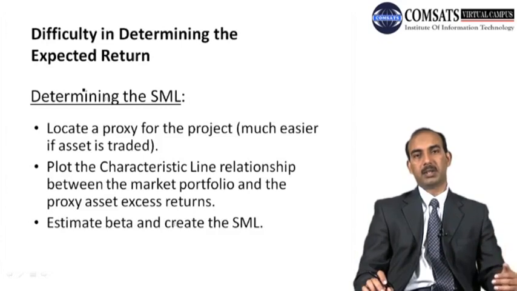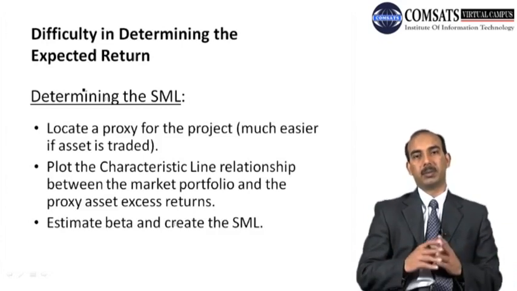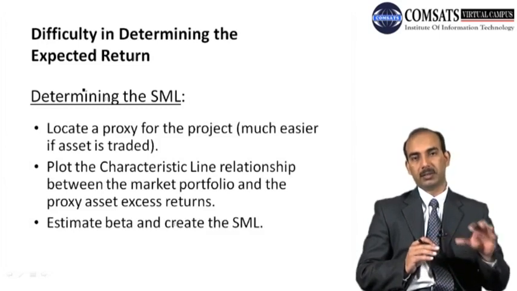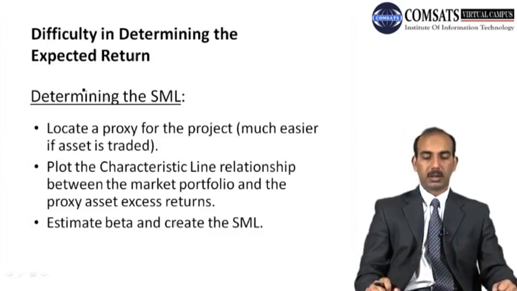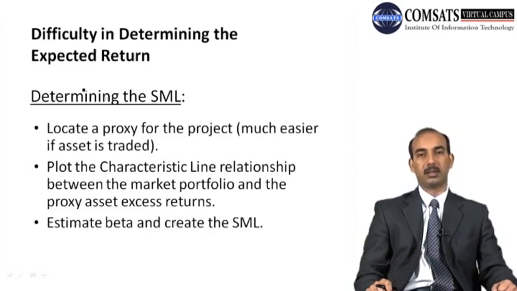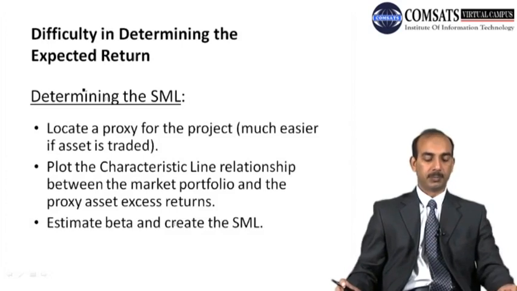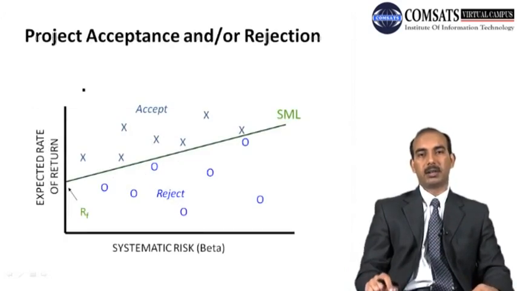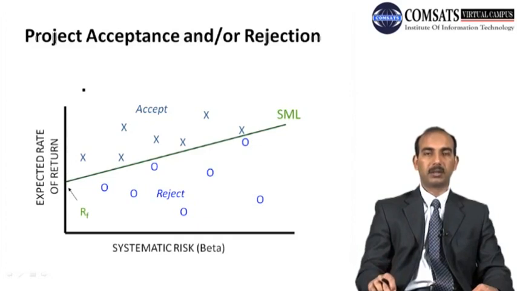There are different firms which provide information about the proxies and information about the betas. So we can hire the services of those firms and then plot the characteristic line relationship between the market portfolio and the proxy asset excess returns, and then estimate beta and create the security market line. And when you have drawn the security market line, you plot your own project specific required rates of return on the same graph, and you will see your projects lying above or below that security market line.